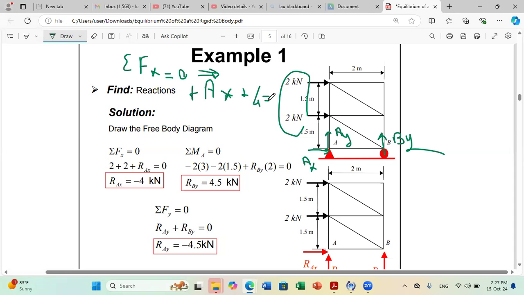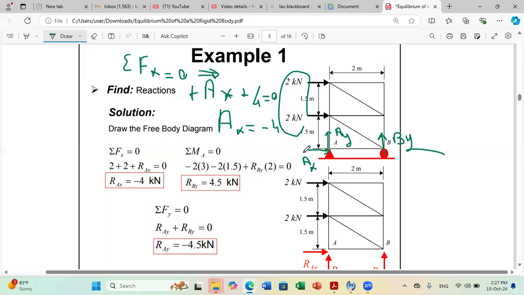So you can deduce that ax is minus 4. Why did you get a negative result? Because you made a wrong assumption for ax. Ax should not be to the right, it should be to the left. It's fine. So you can just say, since I got a negative result, ax is in the opposite direction.